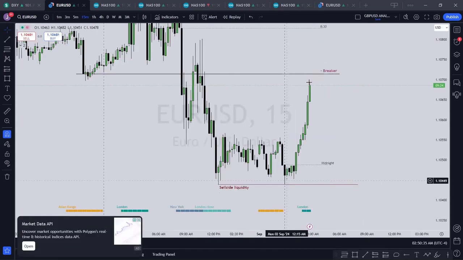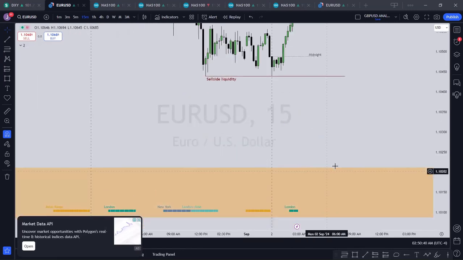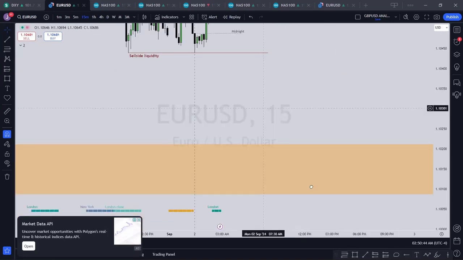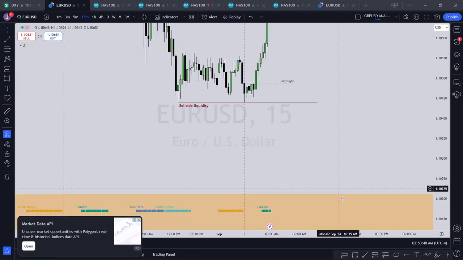So we expect to sell around this area right here, take partials here, and then hopefully the market will run to this weekly fair value gap. It might not happen today, it might happen tomorrow, which is Tuesday.